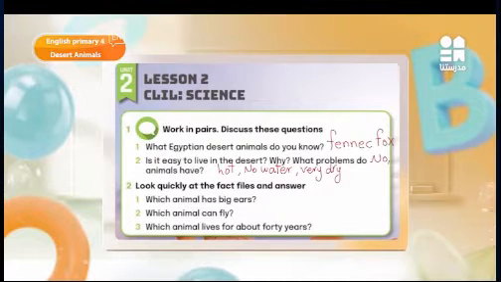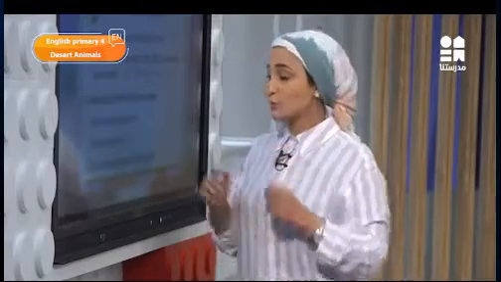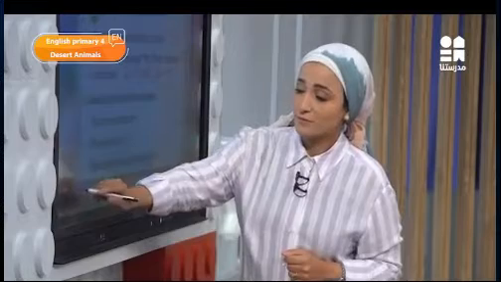Number 1. Which animal has big ears? Which animal has big ears? Yes, super, the fennec fox. Very good.